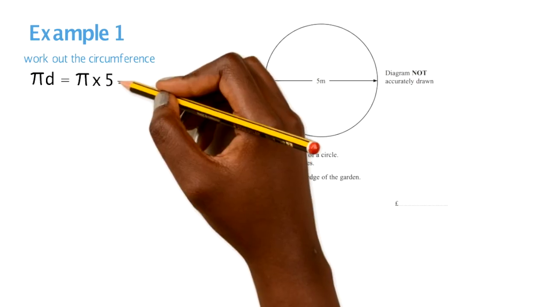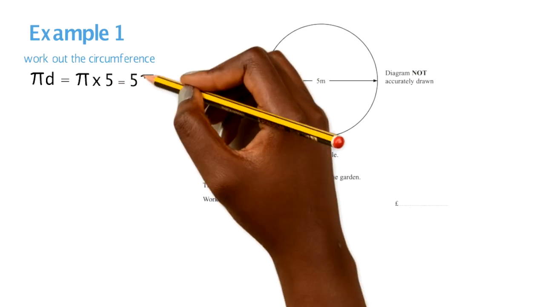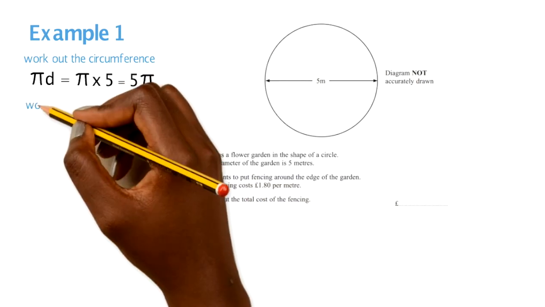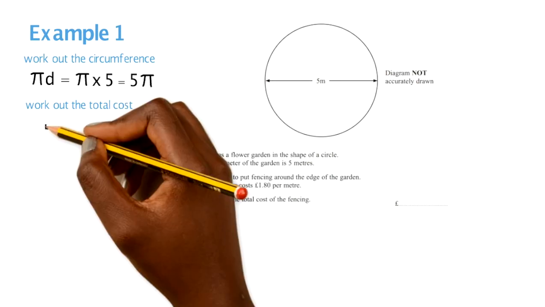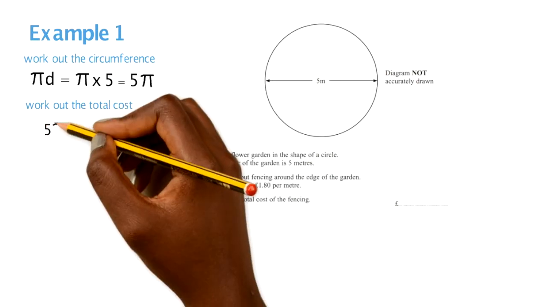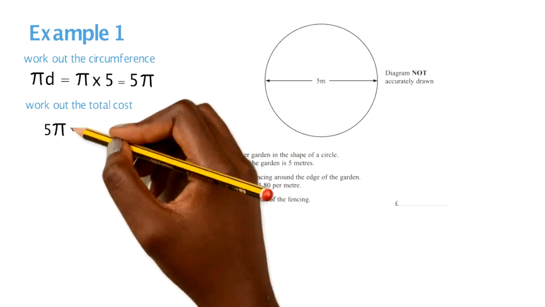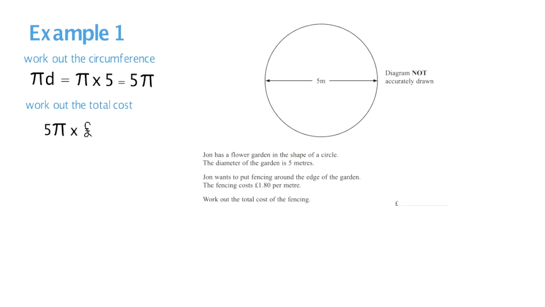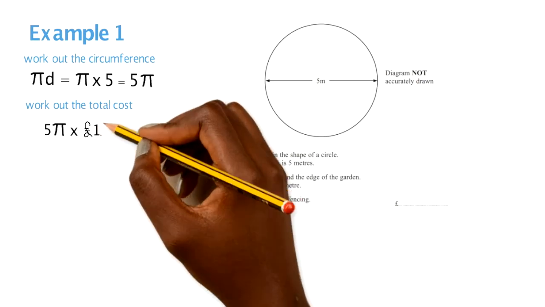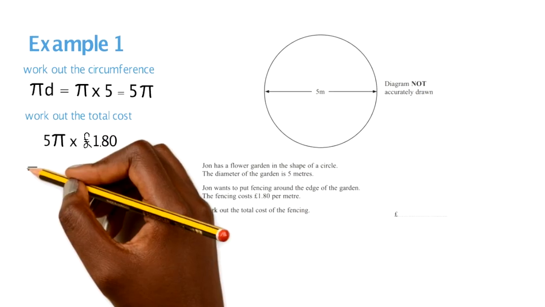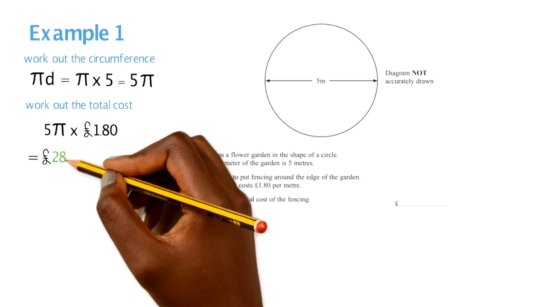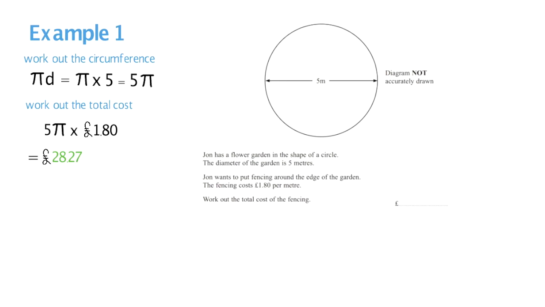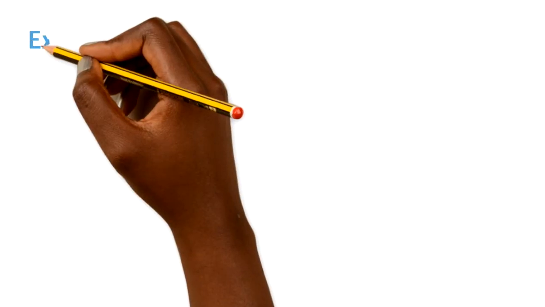So the circumference of the circle is going to be 5 pi. If you put that into your calculator, you'd get a more accurate figure, but we're going to leave it as 5 pi so it's more accurate for the rest of the working out. Then the next bit is to work out the total cost. We're going to do the circumference of the circle, 5 pi, times 1.8, which is £1.80, because that's the cost per meter as it says in the question. If we did that, we would be left with a final answer of £28.27. And that's it.